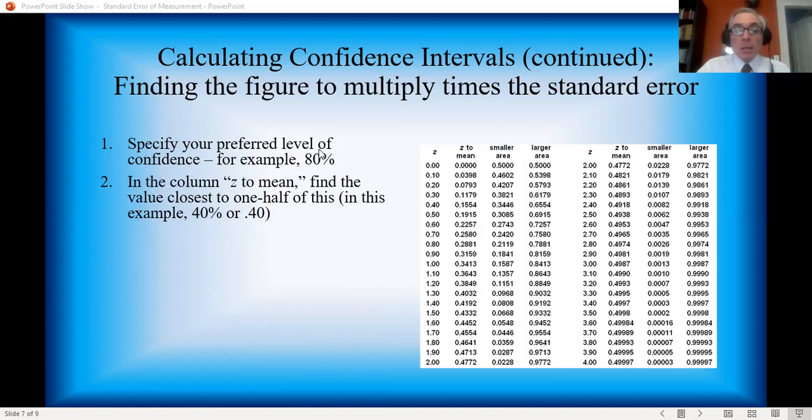Now, in this column, z to the mean, I'm going to want to find the value that's closest to 1/2 of that. Half, because we're going in 2 directions, and this is only giving us z to the mean, so we have to have it on both sides of the mean there. So if I'm at 0.80, cutting that in half, I'm at 0.40. So all I need to do is scroll down here until I find the value that is closest to 0.40, which happens to be here.